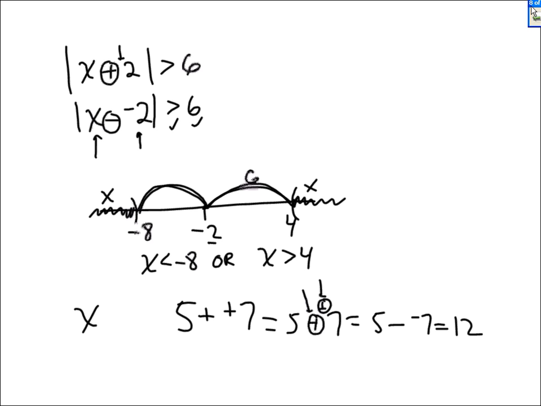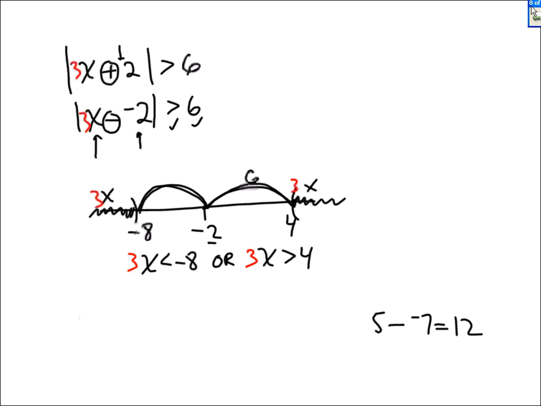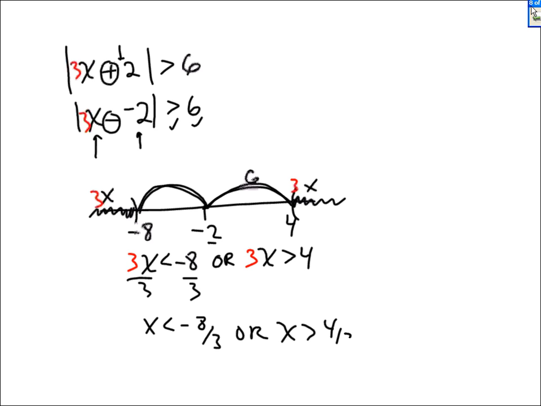Now, if instead it said 3x, well then fine. Then 3x can be less than negative 8. 3x can be bigger than 4. That's the main difference if you have other than x. But there is one more line. I don't want to know about what 3x's can be. I want to know what x can be. Divide both sides by 3. X is smaller than negative 8/3, or x is bigger than 4/3.